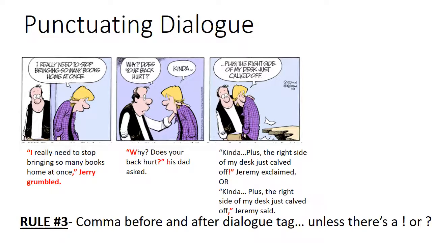So looking at the third panel, in the graphic novel version, there's a period there. And so if I were writing a dialogue tag after, I'd change that period to a comma. But if I put an exclamation point there instead, I would leave the exclamation point. So it would look like this. "Kinda, plus the right side of my desk just calved off!" Jeremy exclaimed. Or, "Kinda, plus the right side of my desk just calved off," Jeremy said.